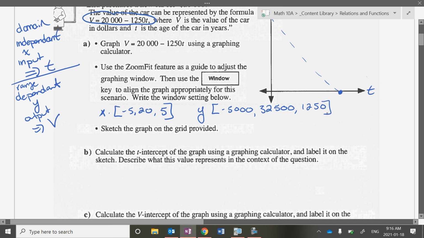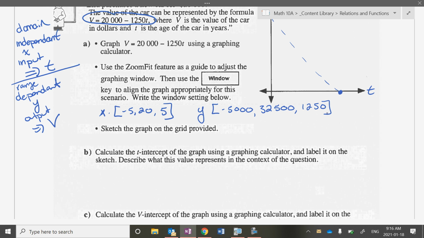I will ask you a question nearly identical to this one on your test. There's a lot of acceptable answers here. I will be looking at your window settings just to make sure that you can see your intercepts. So did you make it well enough that you can see everything?